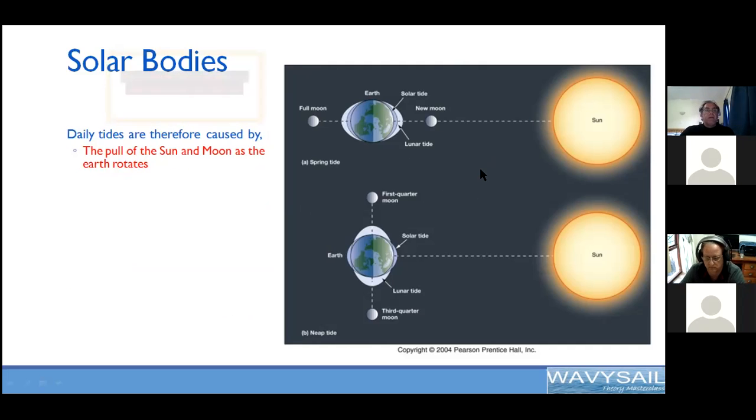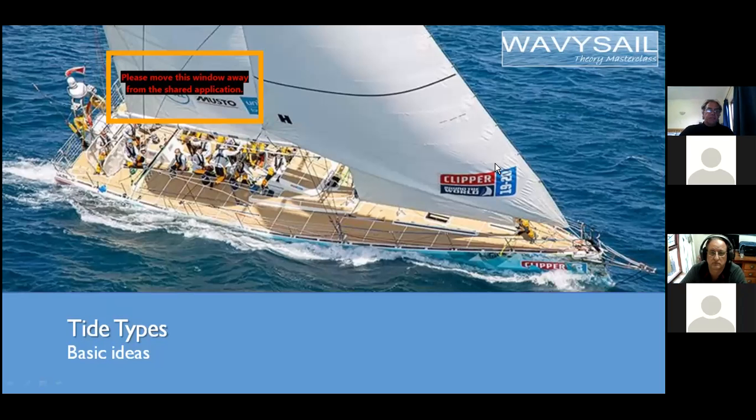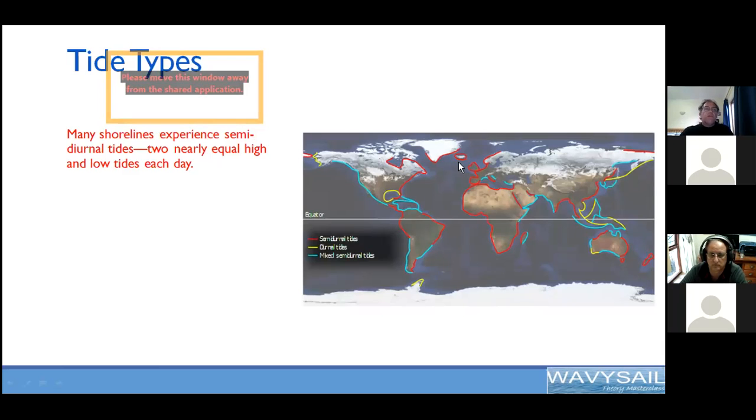Okay, the pull of the sun and the moon, as the earth rotates, then moves the water from one place to the next. So the pull of the sun and the moon is pulling the water off to one side, and then as the earth rotates, it moves the tide in and out. So there are different types of tide moving in and out. Now, we just use it, okay, the tide comes in and goes out twice a day. It's not the same the world over.